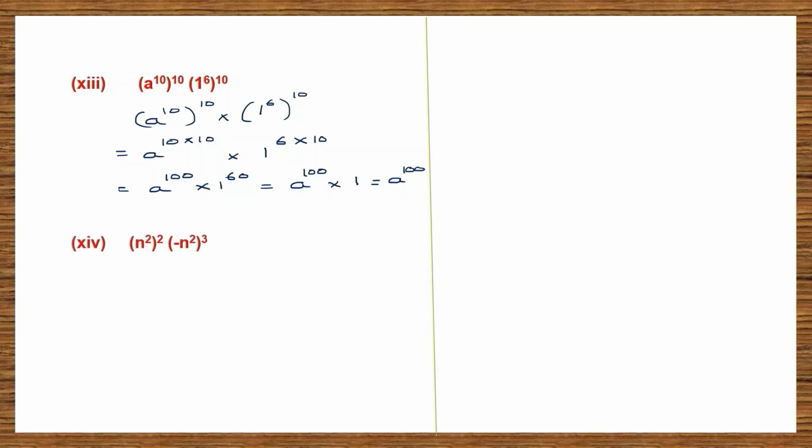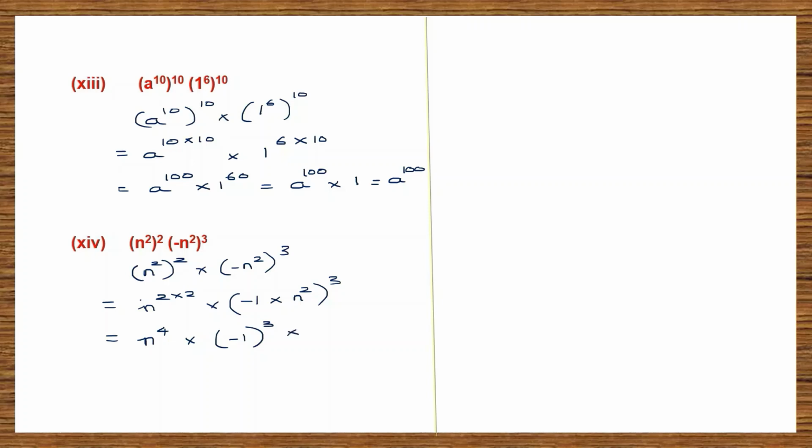Next one, here we have n to the power of 2, the whole thing raised to 2, into minus n square raised to the power of 3. So here we're going to multiply. So this becomes n to the power of 2 into 2 into. Now here we have a variable with a minus sign, so we follow that rule that we had in the beginning. Minus 1 into n to the power of 2 raised to 3. So this will be n to the power of 4 into minus 1 raised to the power of 3 into n raised to the power of 2 into 3.